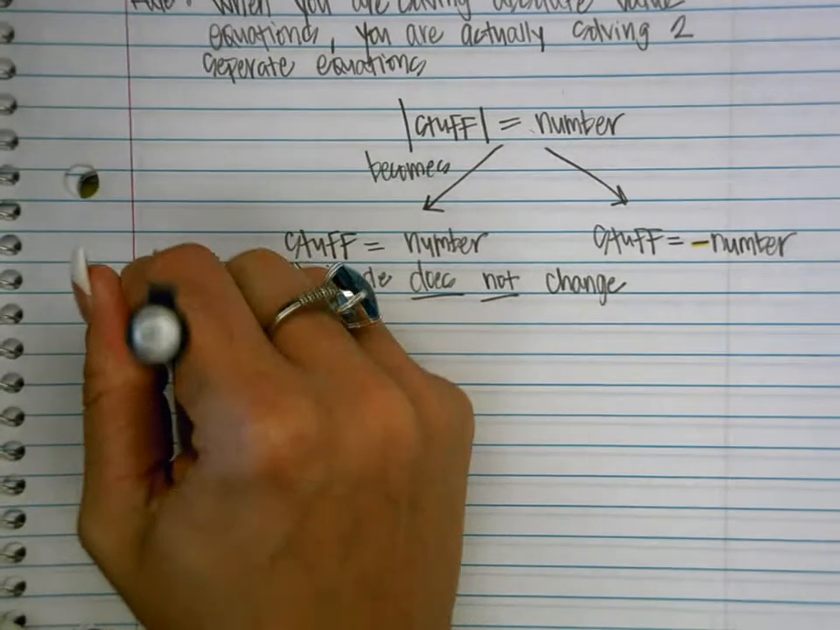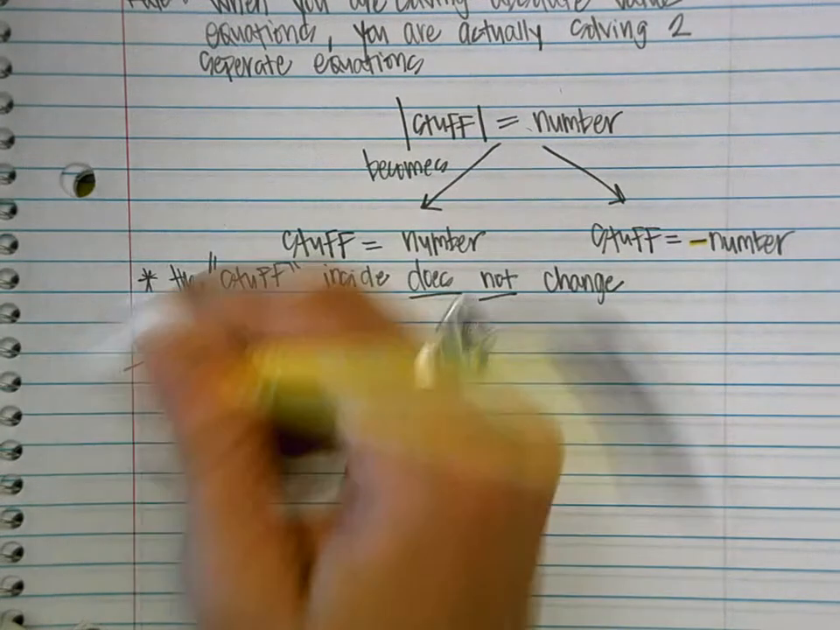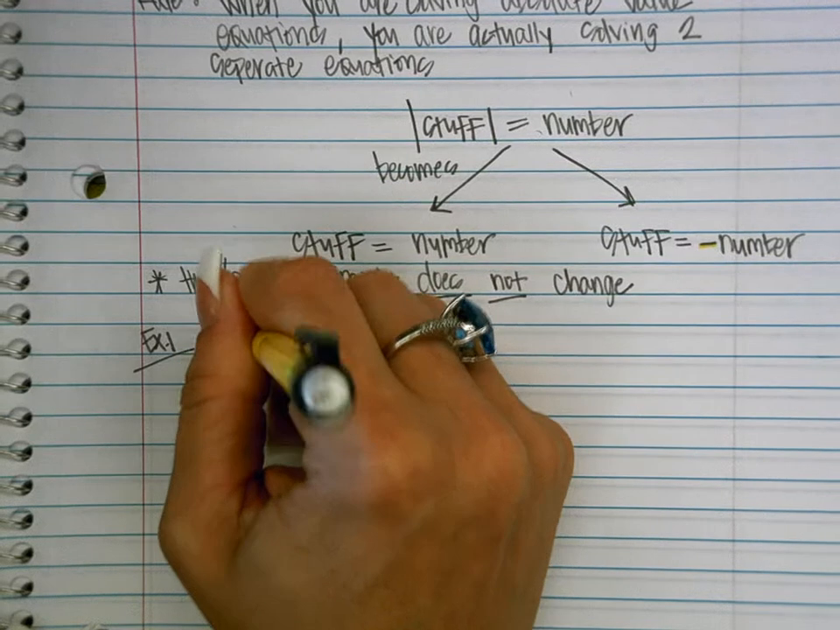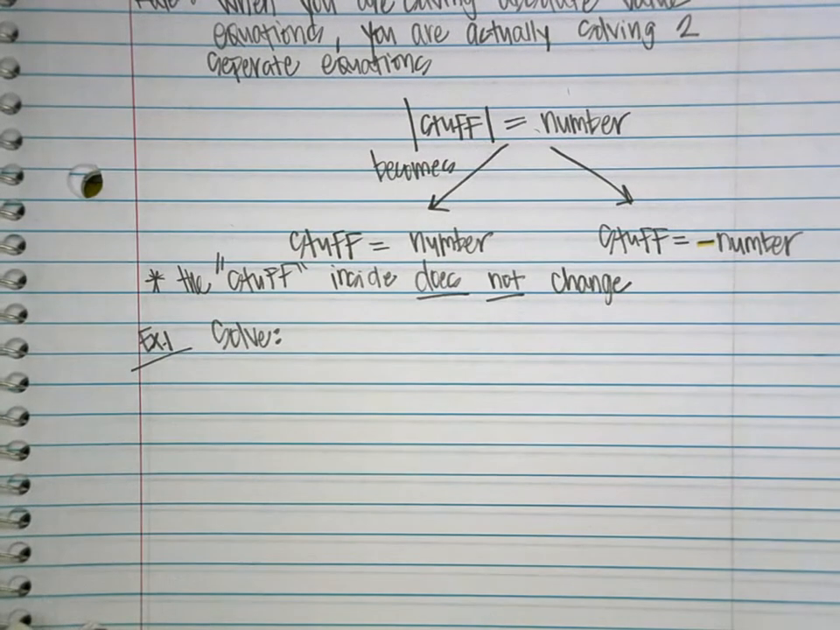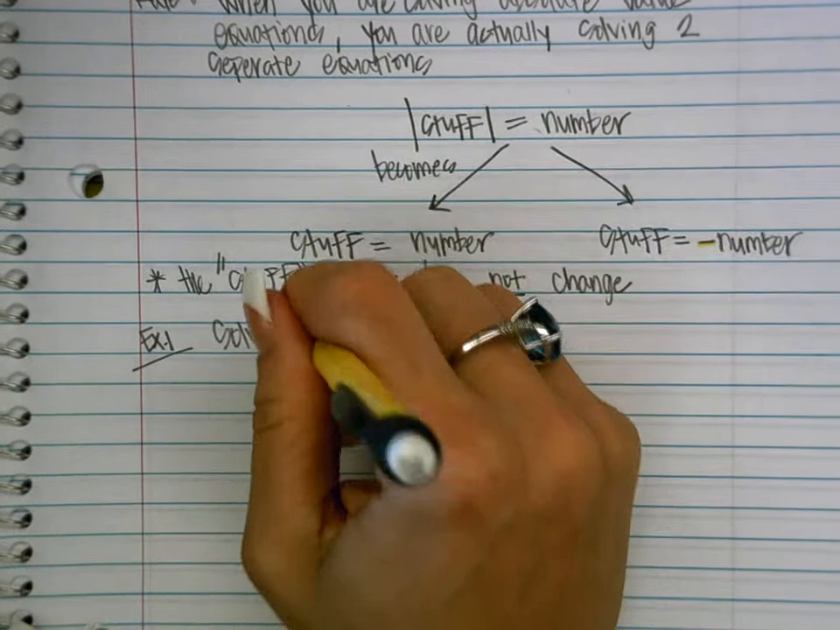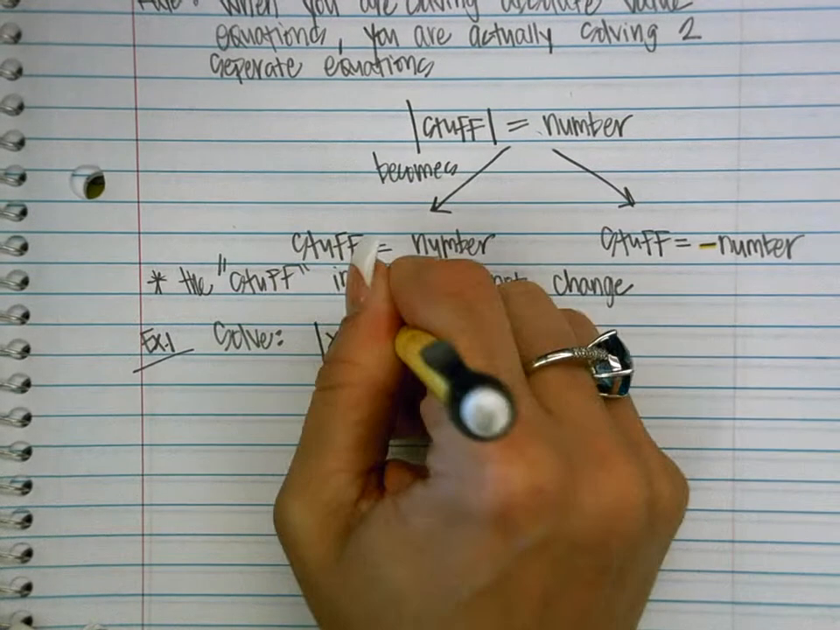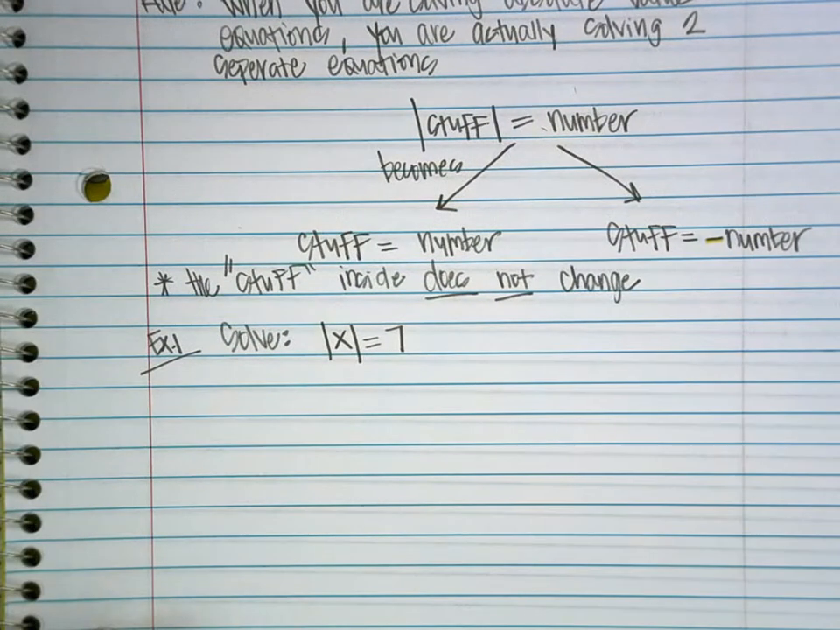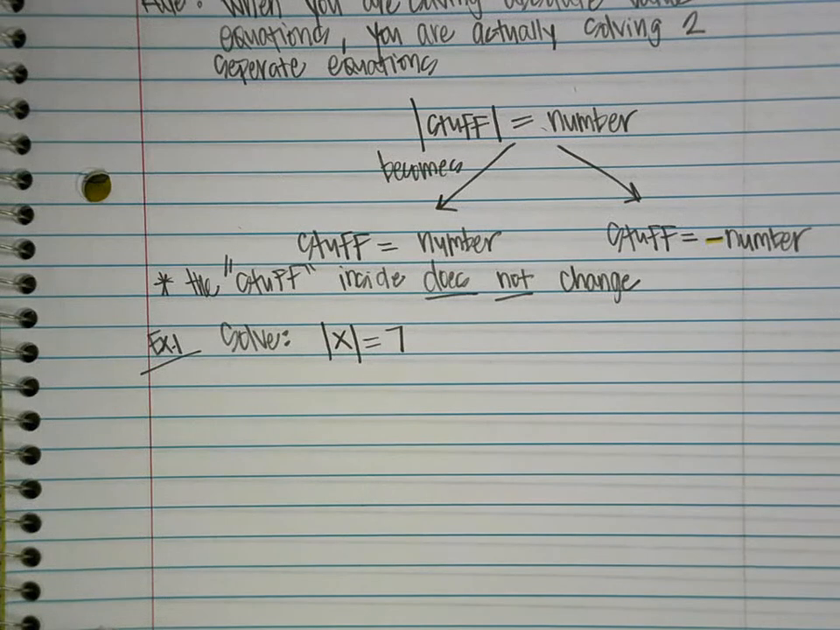So for example number 1, if I give you the equation and I would like you to solve, so remember a solve equation is always going to have an equals to. If I ask you to solve absolute value of x equals 7. Solve the absolute value of x equals 7.